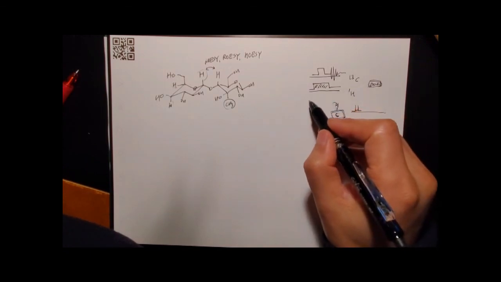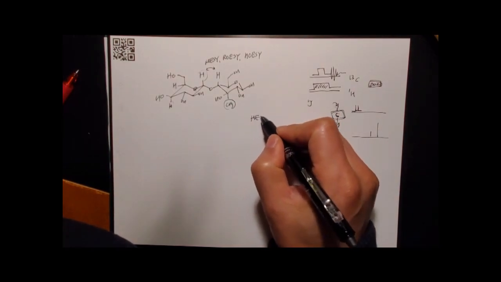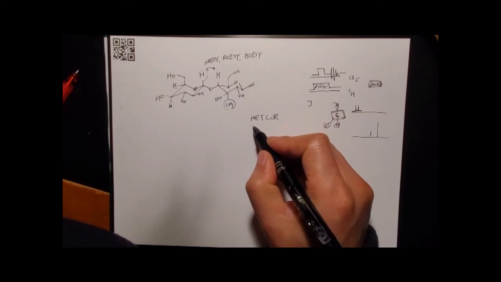That coupling is obviously J1. It's one bond coupling, right? So there are heteronuclear NMRs, such as HETCOR or INADEQUATE.